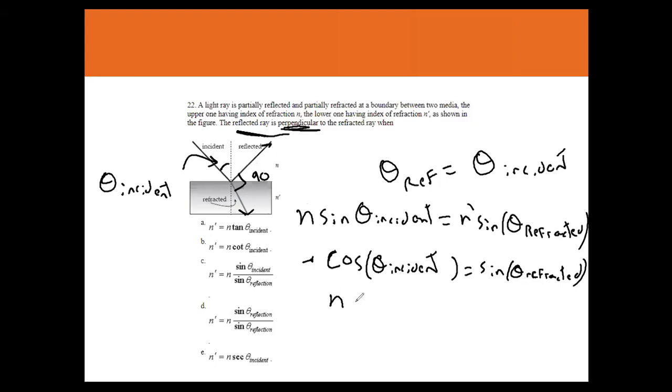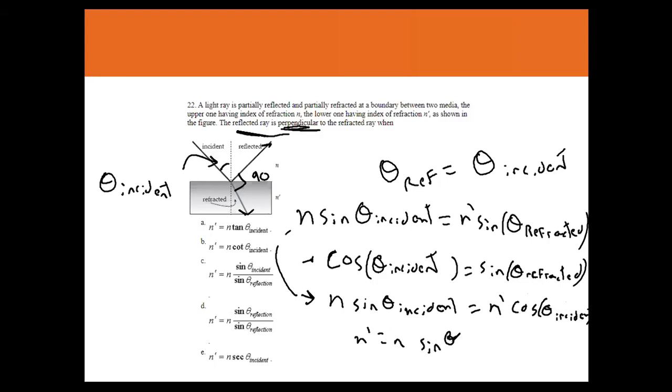And then if you just keep following that, then you have theta of the incident ray. I'm just going back to this formula here. It's equal to n prime cos theta of the incident ray. So n prime is equal to n sine theta of the incident ray over the cos of the incident ray as well. And that gives you n tan theta of the incident ray.